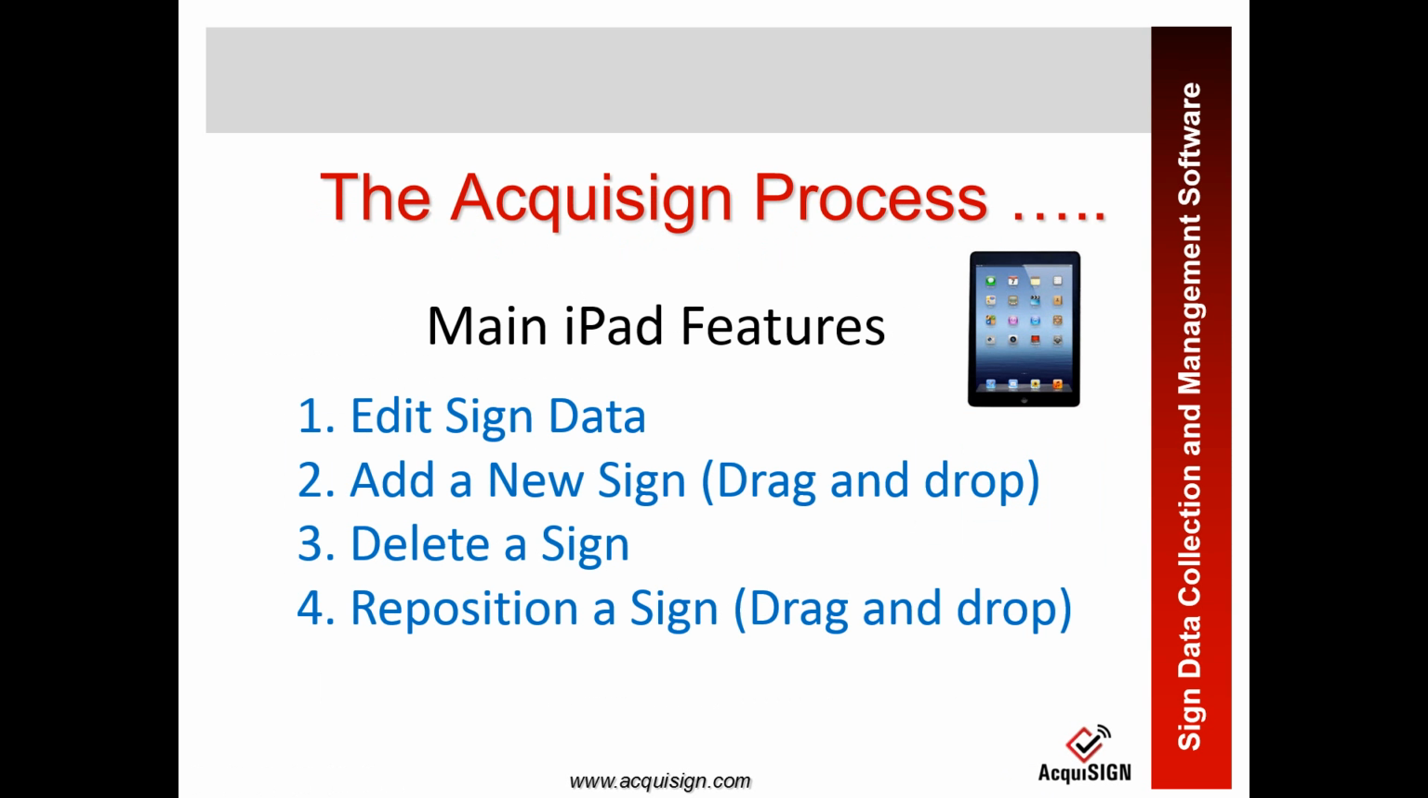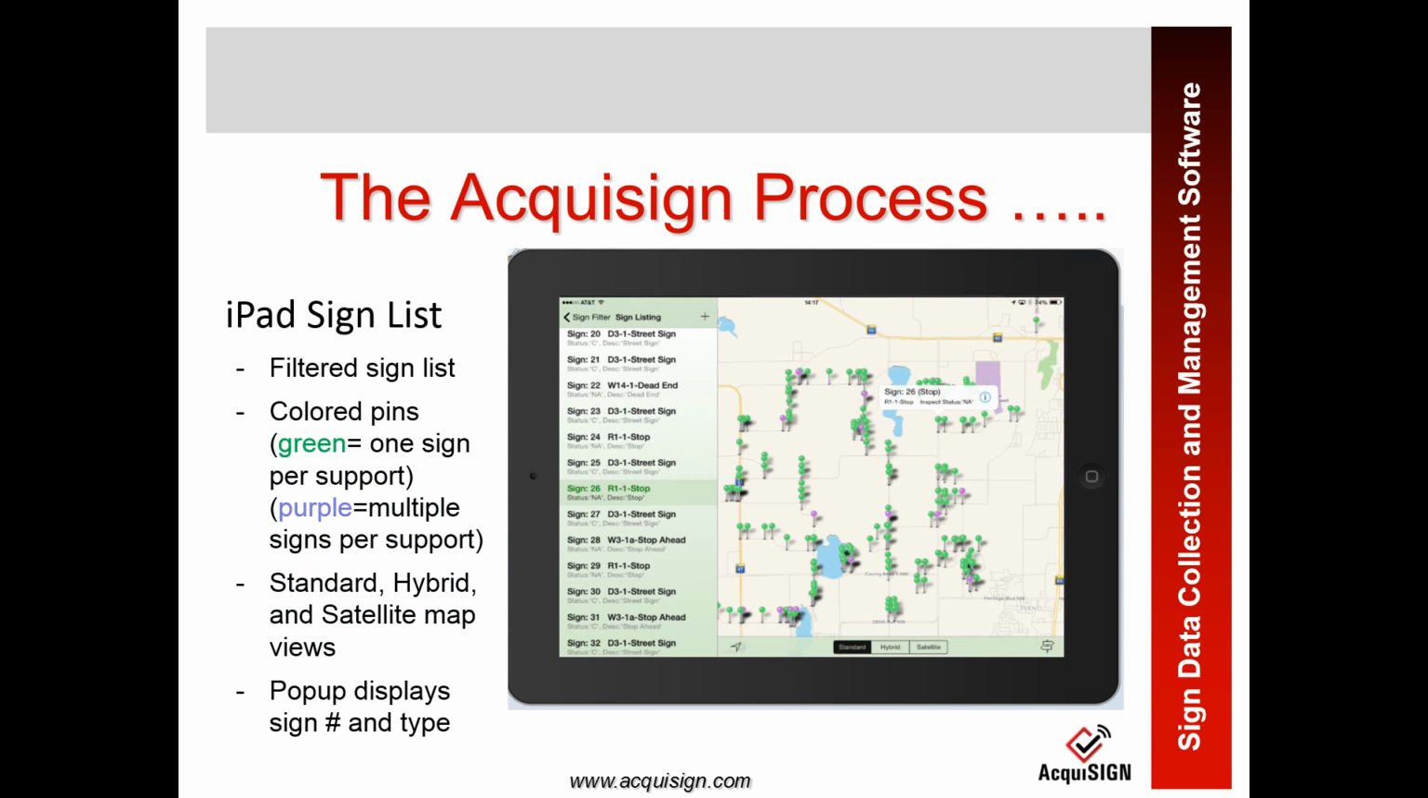With the iPad in the field, a user can edit sign data, add a new sign, delete a sign, or reposition a sign. The main iPad screen generates a filtered list of road signs selected by the user and a map that displays those signs with colored pins. Green pins indicate one sign panel on the support structure, and purple pins are support structures with multiple sign panels.